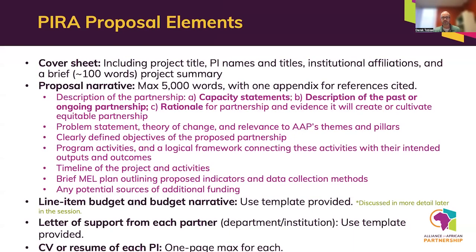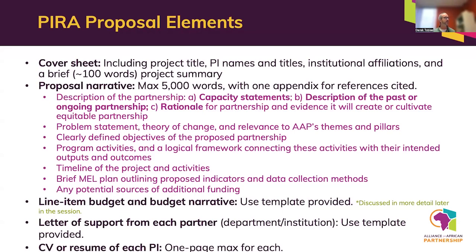All right. All of this information can be found on our website, so I should mention that before I delve into it. So we'll have that as a resource for everyone. The cover sheet, including a project title, PI names and titles, institutional affiliations, and a brief 100 words project summary is required. For the proposal narrative, that is, again, a max of 5,000 words with one appendix for your references cited.